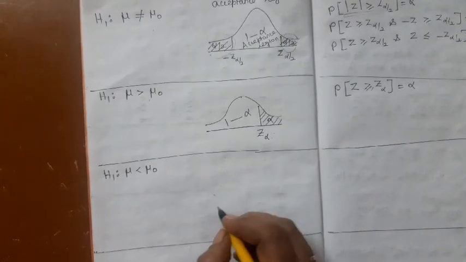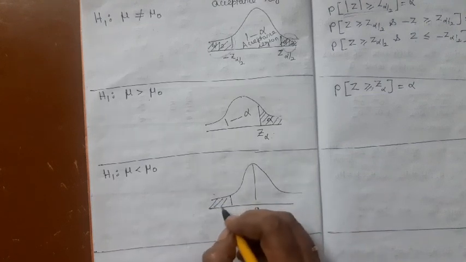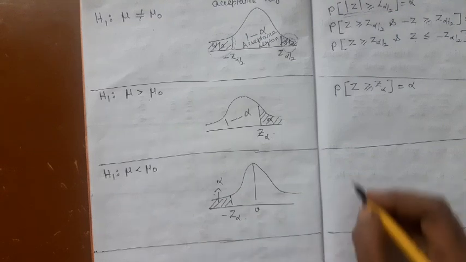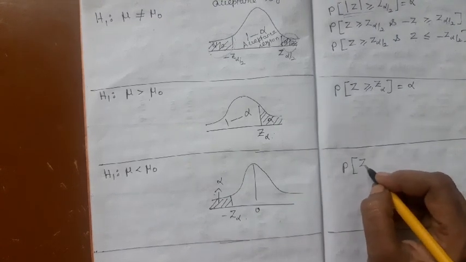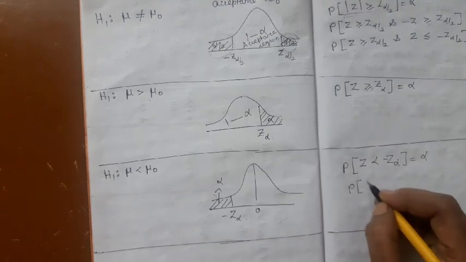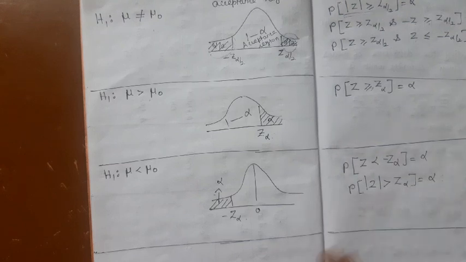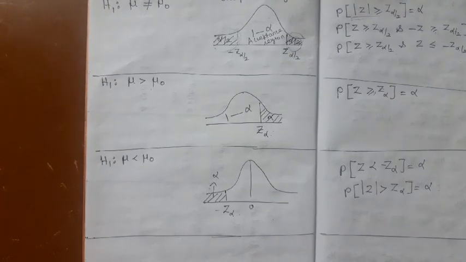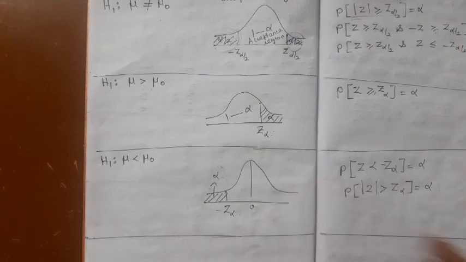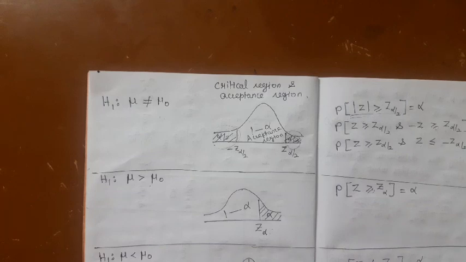And for a left tail test, your critical region will be here, whose size is alpha, and you call this minus z alpha. So probability of z less than minus z alpha is alpha, or you can simply say probability of modulus z greater than z alpha is alpha. Right? Fine. So here it is alpha. Now you may get questions based on this description of critical region.